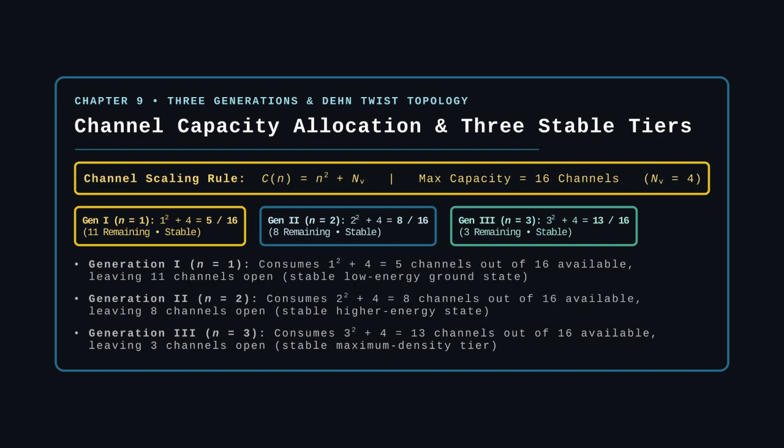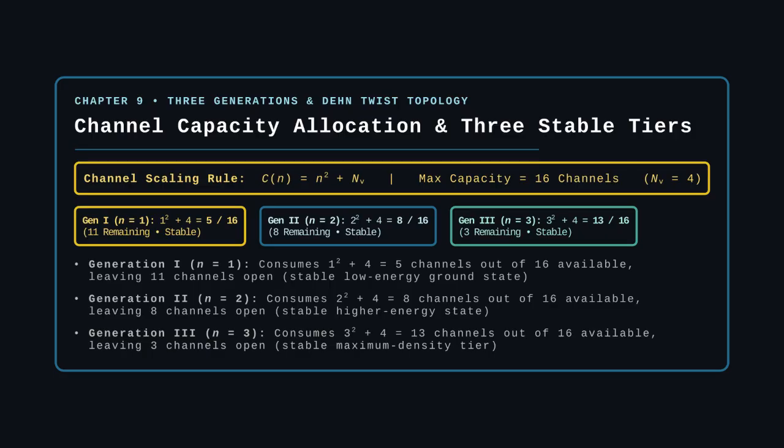First, generation 1, where n equals 1, requires 1 squared plus 4 equal to 5 channels used out of 16 available, leaving 11 channels remaining. This tier is stable. Second, generation 2, where n equals 2, requires 2 squared plus 4 equal to 8 channels used out of 16 available, leaving 8 channels remaining. This tier is stable. Third, generation 3, where n equals 3, requires 3 squared plus 4 equal to 13 channels used out of 16 available, leaving 3 channels remaining.